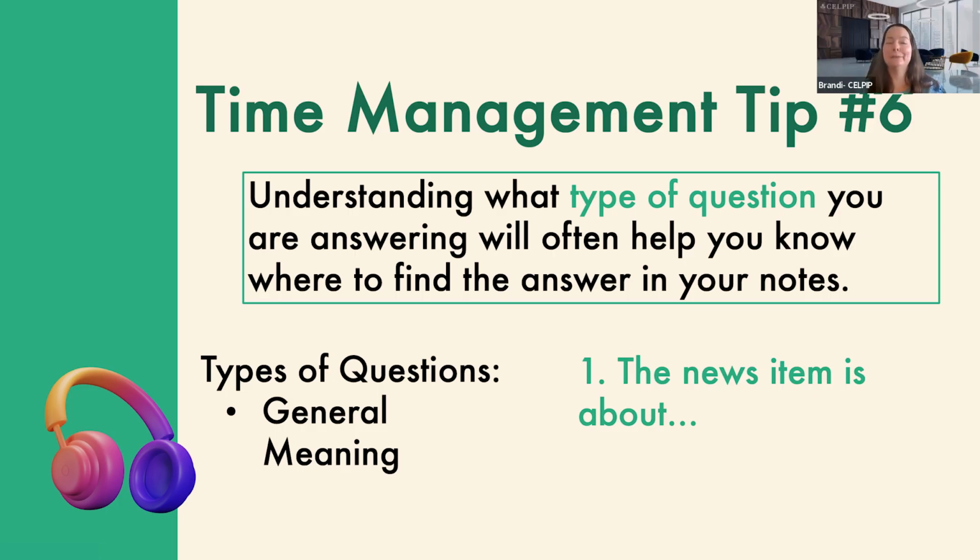And I guarantee you, not that I'm psychic, but on every single CELPIP practice test I've ever looked at, some point in the reading or listening questions, you're going to get a question like this. So the reading passage is about, or what are the man and woman discussing? You know, what's the main idea of the passage, etc. So when you see a question like that, which is exactly what we have here, the news item is about, you know that you're being asked in general terms what all of the ideas that you've just captured in your notes are going to talk about.